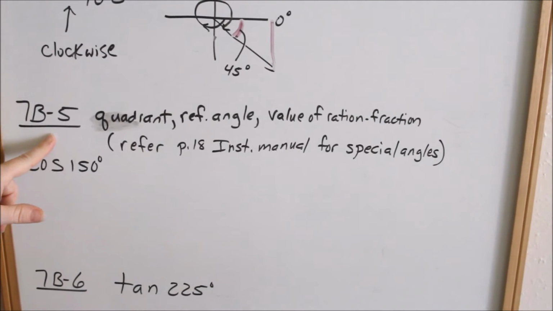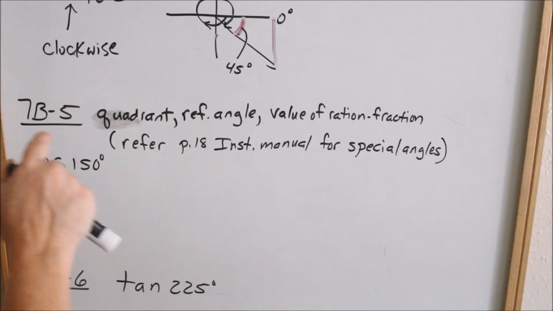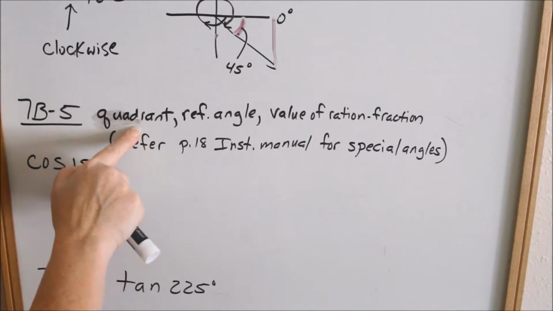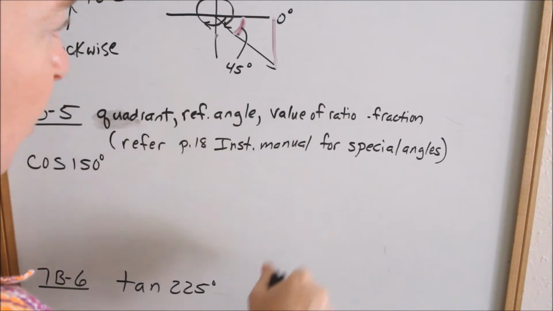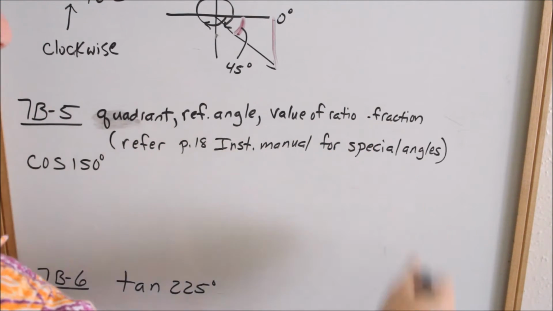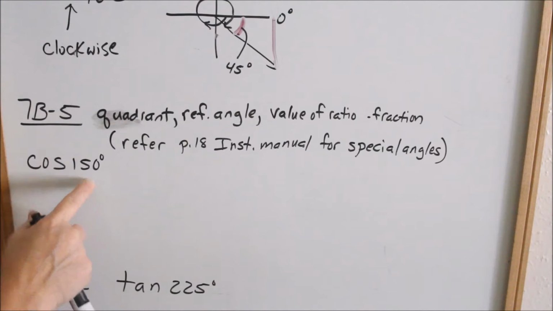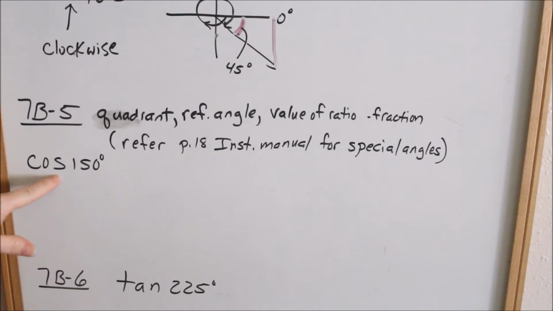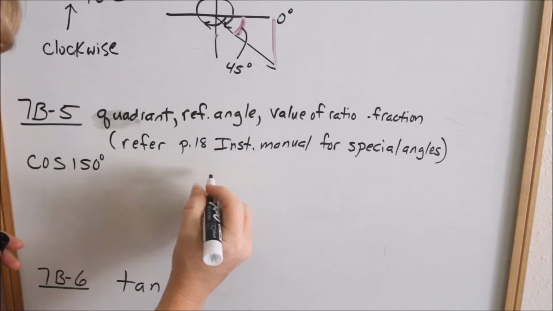Now looking at 7b5, we're going to take this information and now add in trig functions. So for 7b5, they want to know what quadrant are you in, what's your reference angle, and what is the value of the ratio in fraction form. Okay, so here we're looking at cosine of 150 degrees. For now, I'm not even going to look at the word cosine, I'm just going to draw 150 degrees. What quadrant are we in for 150 degrees? It's a positive angle, so we will be rotating in the counterclockwise direction.